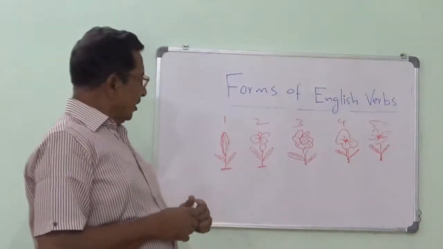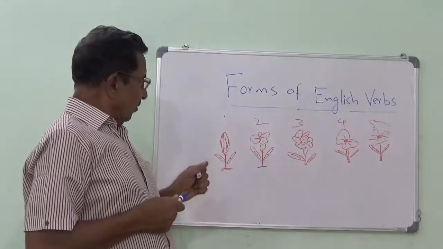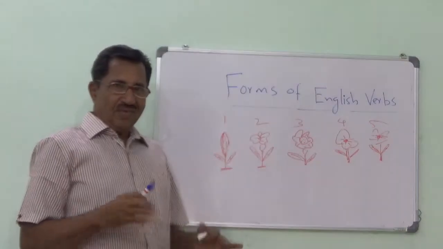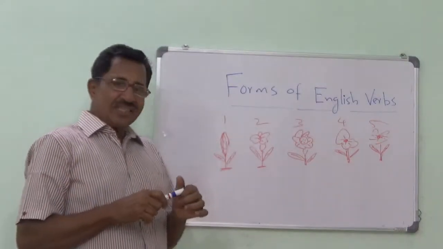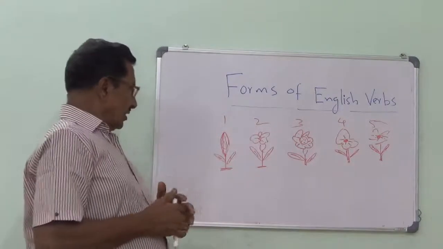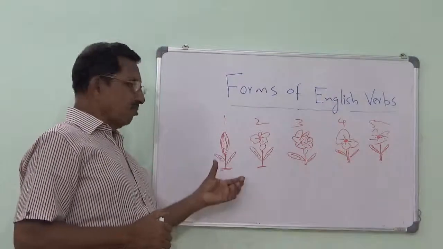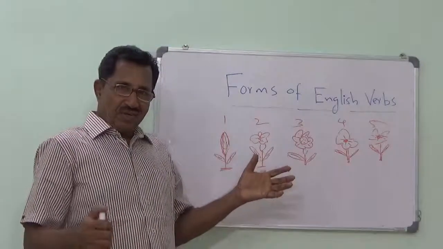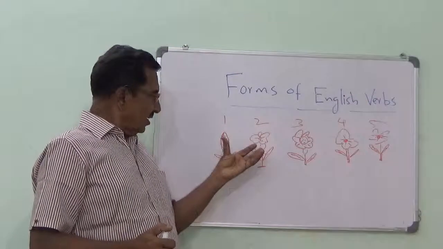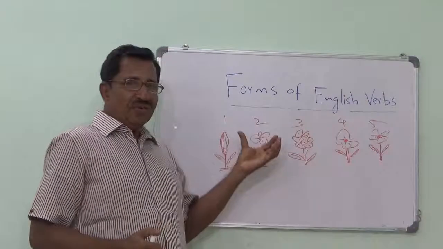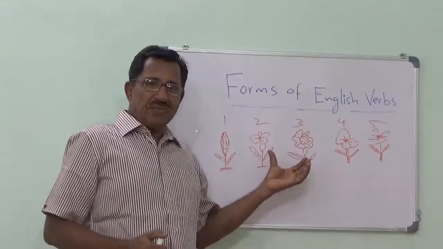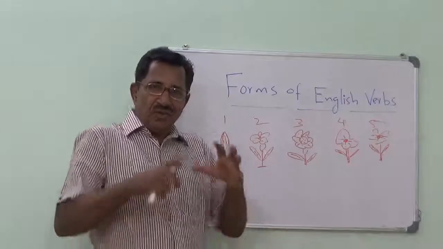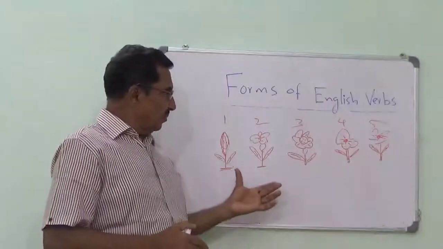Forms. What do you understand by forms? You can see on the board 5 forms of a flower. Flower is the same, but it has different forms. See the first form, this bud. Second, after some time, what you see is half blossomed flower. Then third form you get a full blossom, in full blossom.